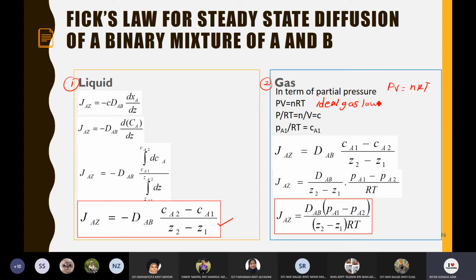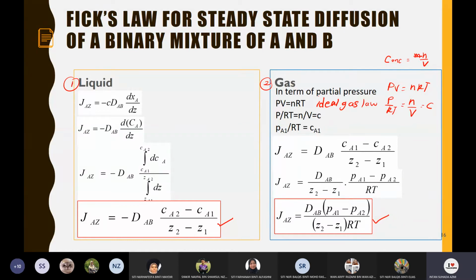Then P over RT is equal to mole over volume. Mole over volume is what? Concentration. So you should know this equation. Concentration is equal to mole per volume. So you will get this equation: P_A1 over RT is equal to C_A1. So you substitute into the equation. The equation for liquid is C_A1 minus C_A2 over Z2 minus Z1. But for gas, we are using pressure, right? So you change it to P_A1 minus P_A2 over RT. So you will get this equation for gas.